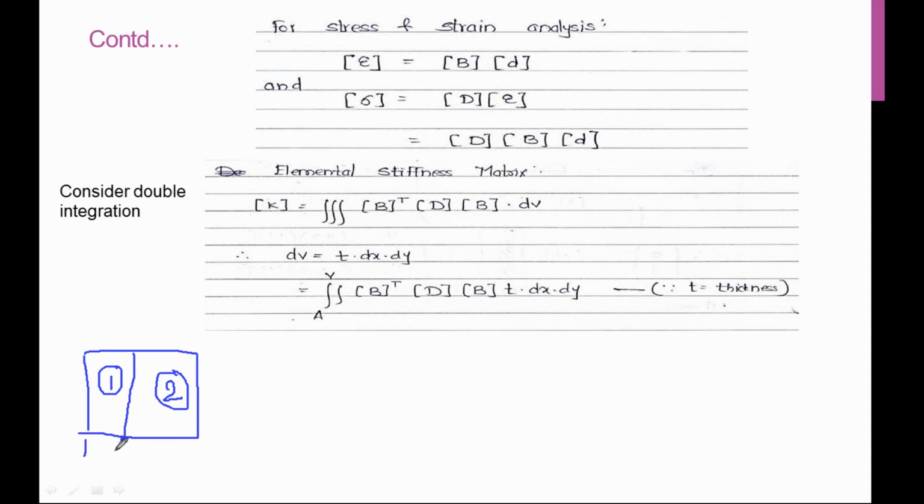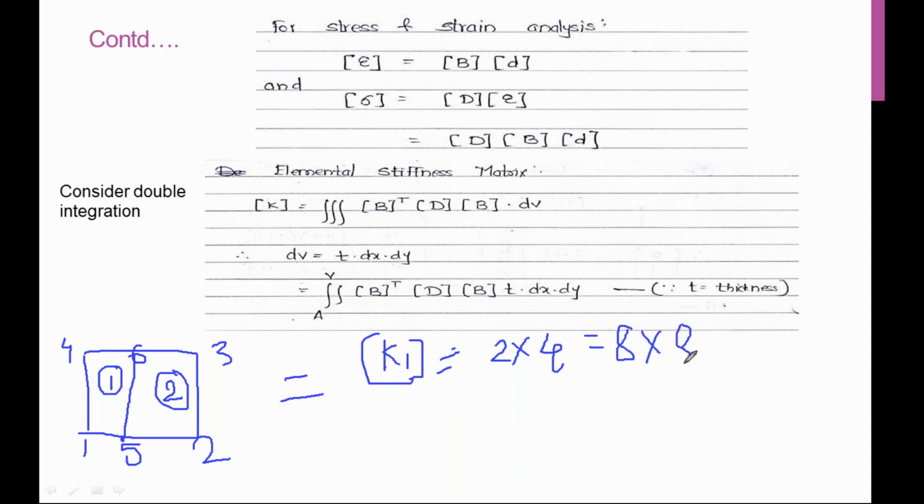Okay, now your second case. This one is a rectangular element, 1, 2, 3, 4, 5, 6. But two parts are there. Two rectangular elements are there for the total structure. Then tell me the size of the stiffness matrix for the first element. How many degrees of freedom? 2. And total number of nodes 4. So K1 is an 8 by 8 matrix. Next, K2 is also an 8 by 8 matrix.